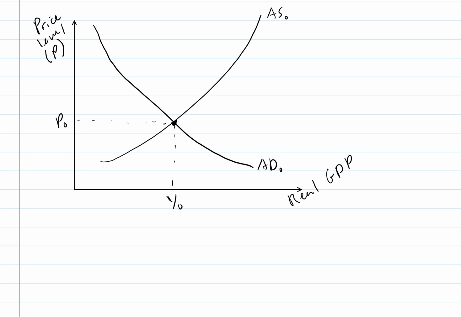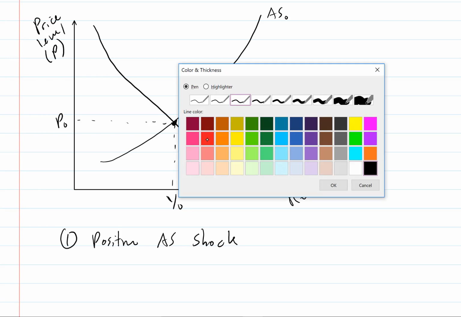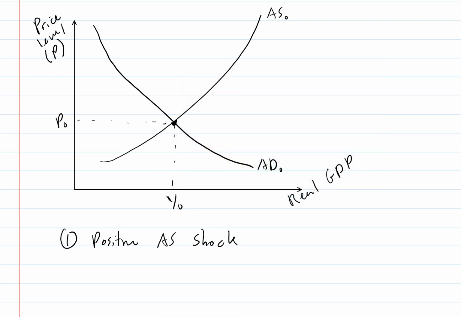So the first scenario we're going to look at is going to be a positive aggregate supply shock. Alright, so positive aggregate supply shock is going to be denoted by this outward shift of aggregate supply. We're going to call it AS1. And now our new equilibrium is going to be found by seeing where this new aggregate supply curve intercepts with the original aggregate demand curve. So that's going to be at this point here.